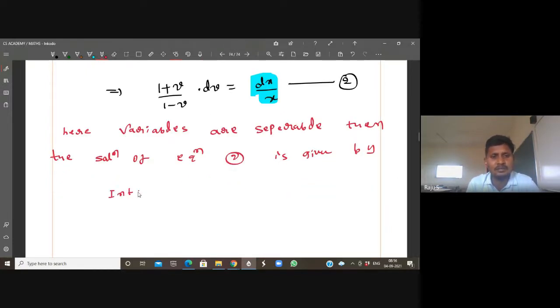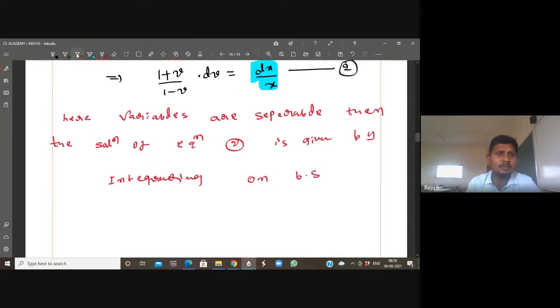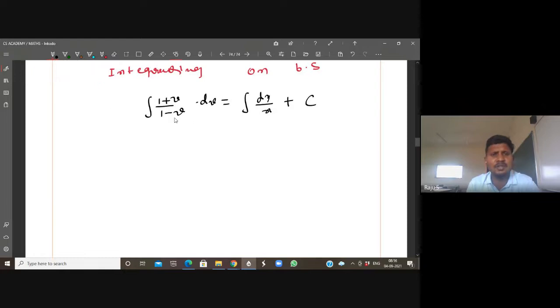integrating on both sides. You have to write like this. This is a 2 marks question, which is objective as well as descriptive, so we have to know all these steps, how to write. So now I'm going to integrate here: integral (1 plus v) by (1 minus v) into dv is equal to integral dx by x plus c. Variable separable method, we know very well. Then how can I evaluate this, students?